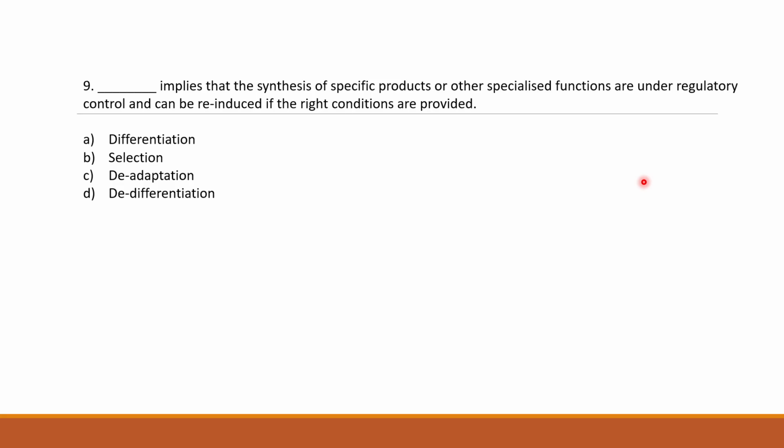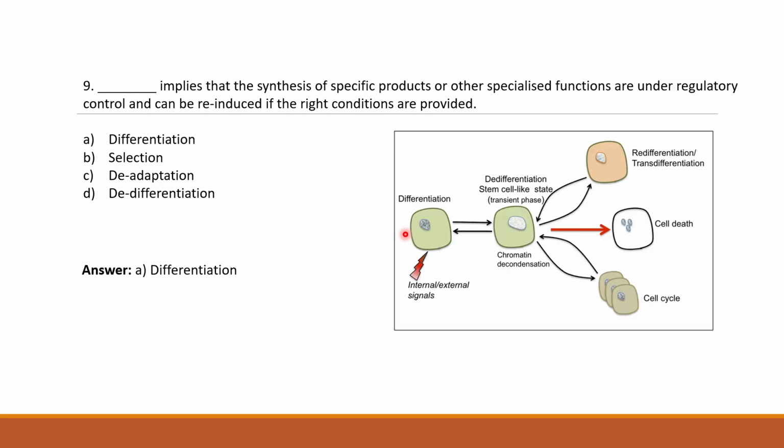De-differentiation. The answer is differentiation. So this implies that the synthesis of specific products or specialized function is under regulatory control and can be reinduced if the right conditions are provided. Am I correct or am I wrong?